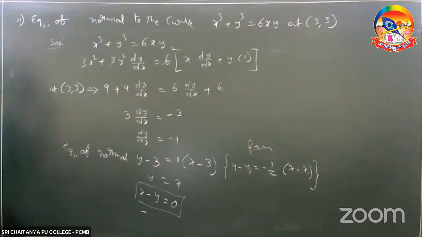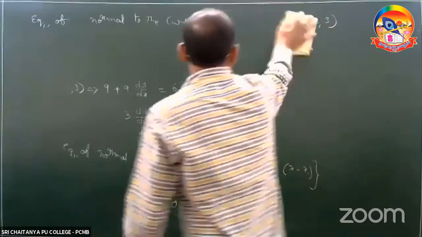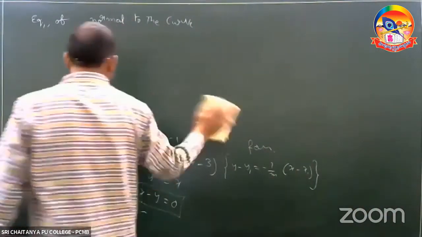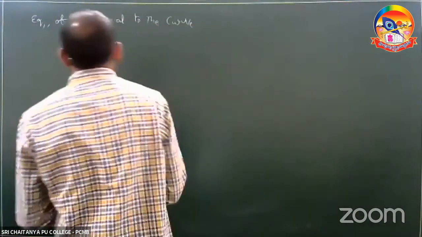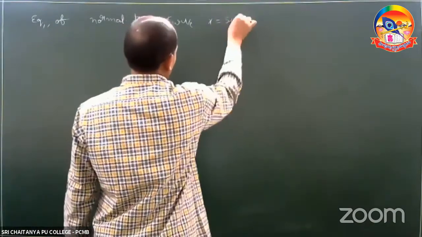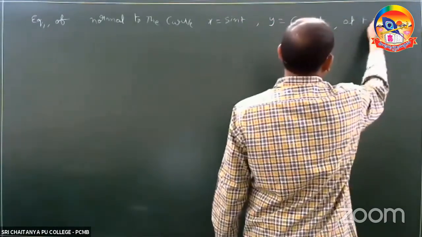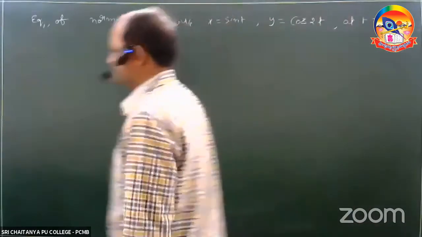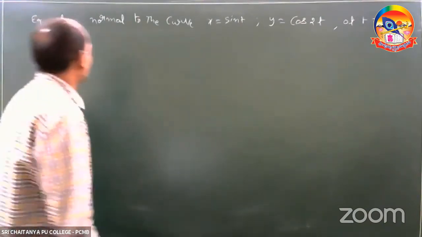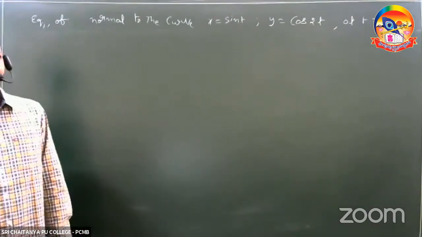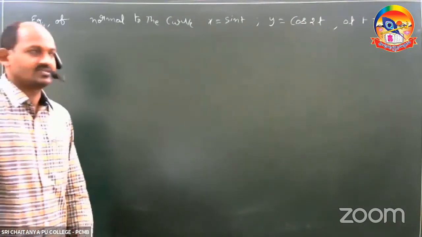Okay, right. Next question. Find the equation of the normal to the curve x is equal to sin t, y is equal to cos 2t, at t is equal to pi by 6.